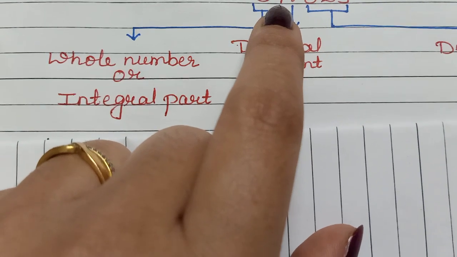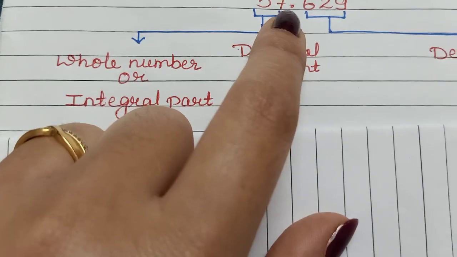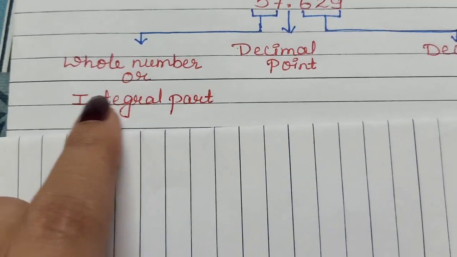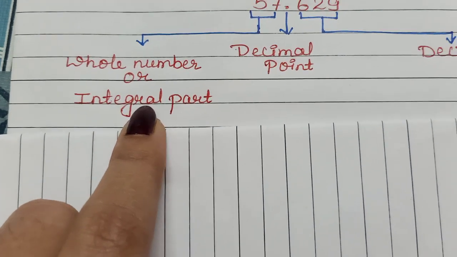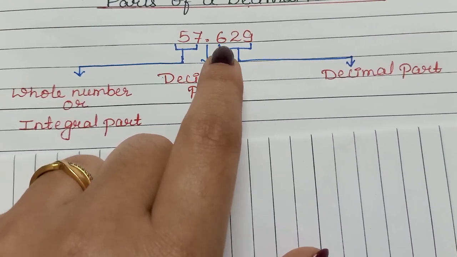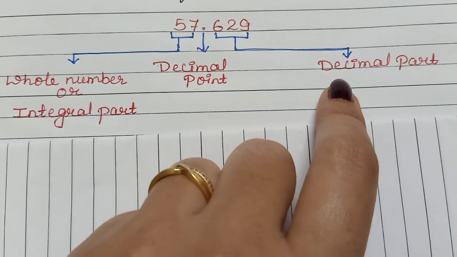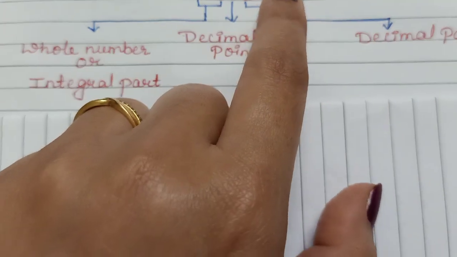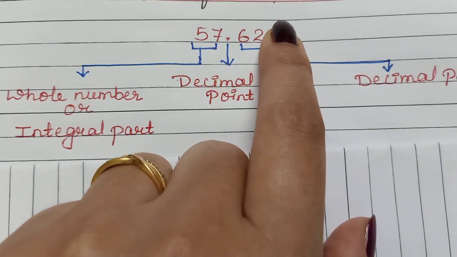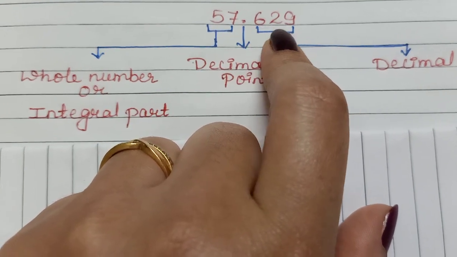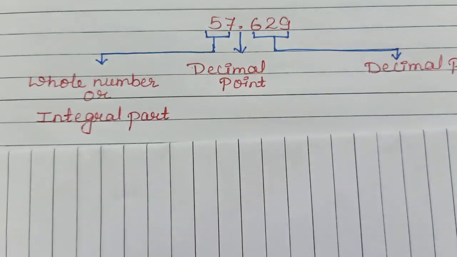57, that is fifty-seven. So before the decimal point, whatever numbers come will be considered as the whole number or integral part. This is the decimal point, and after the decimal point, the numbers are called the decimal part. If it is a single digit, we will read it as 6. If it is 2 digits, we will read it as 6, 2, and if it is 3 digits, we will read it as 6, 2, 9. I hope this is clear for all of you.